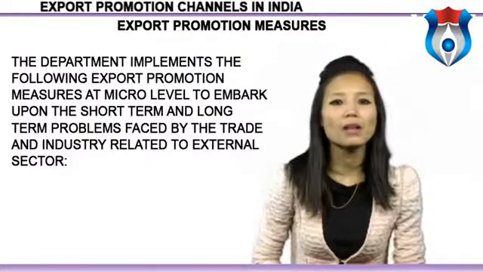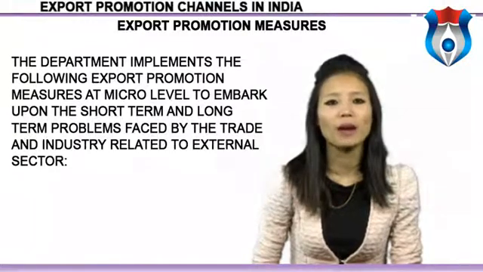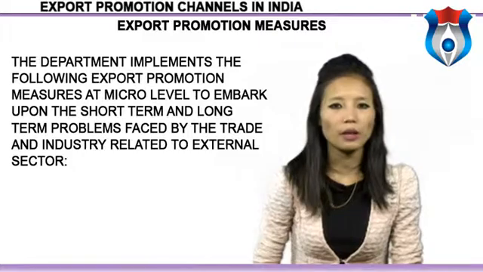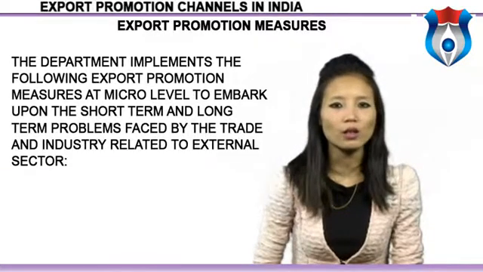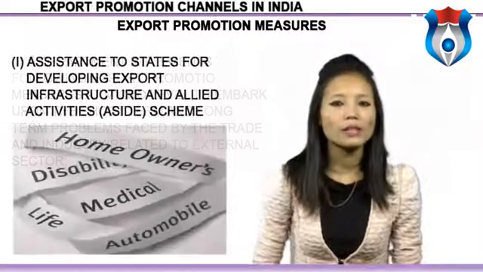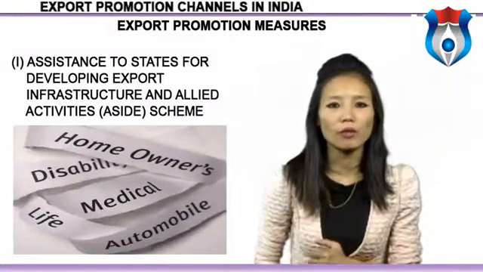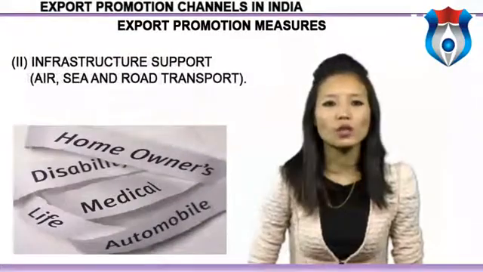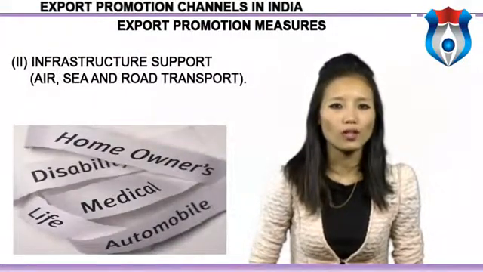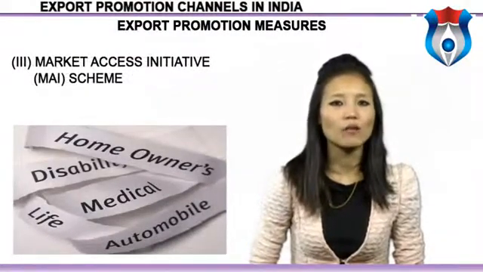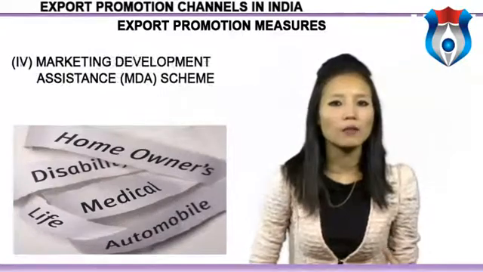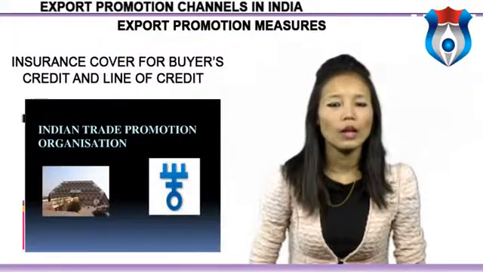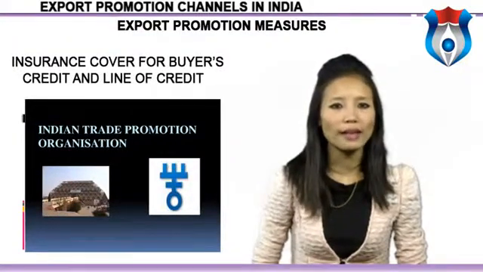The department implements the following export promotion measures at micro level to embark upon the short-term and long-term problems faced by the trade and industry related to the external sector. Assistance to states for developing export infrastructure and allied activities ASIDE scheme, infrastructure support air, sea and road transport, Market Access Initiative MAI scheme, Marketing Development Assistance MDA scheme, insurance cover for buyer's credit and line of credit.